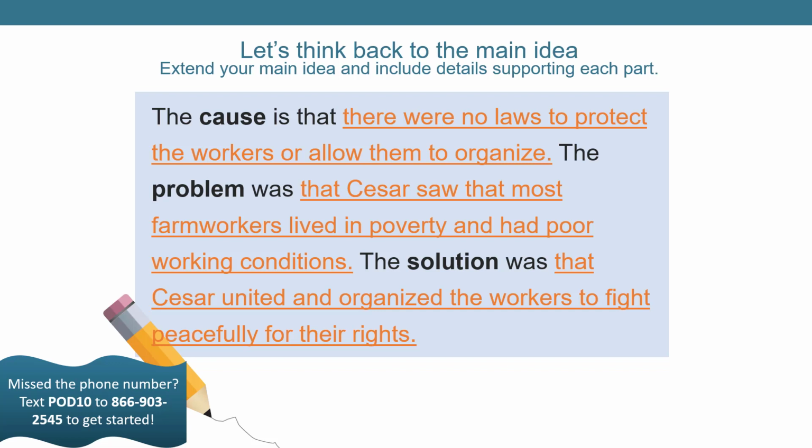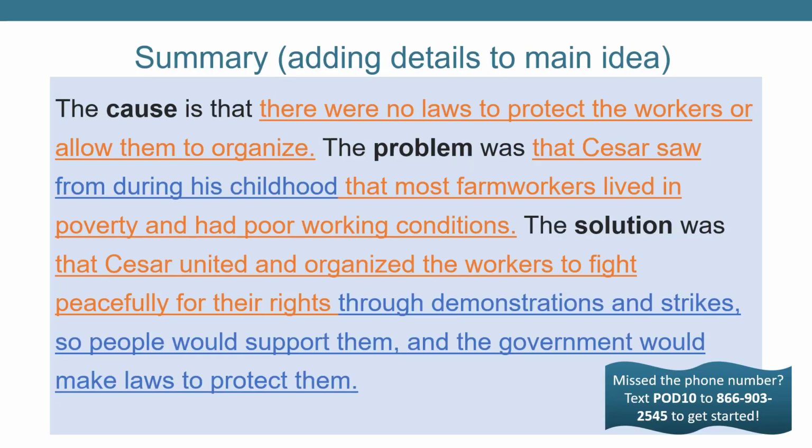When you're ready, pause your video and discuss it with your adult partner to think about what the summary might be. Welcome back. Here's what I wrote for my summary. How does yours compare? The cause is that there were no laws to protect the workers or allow them to organize. The problem was that Cesar saw from his childhood that most farm workers lived in poverty and had poor working conditions. The solution was that Cesar united and organized the workers to fight peacefully for their rights through demonstrations and strikes, so people would support them and the government would make laws to protect them.